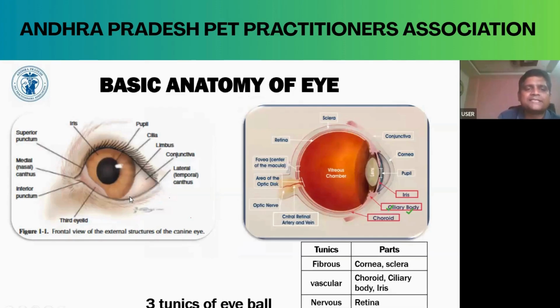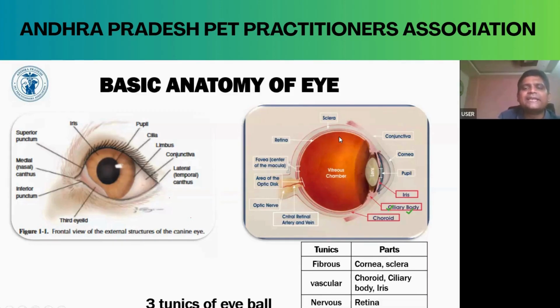Coming to the basic anatomy. On your frontal view, as I said earlier, we can clearly appreciate the most portion of the eye or the fornix. You will observe the iris. Coming to the different structures on the frontal view, these are the eyelashes, the pupil, the cornea and the conjunctiva. This is the limbus, where the cornea and the sclera meet. A red portion we can observe at the medial canthus side is nothing but the third eyelid.